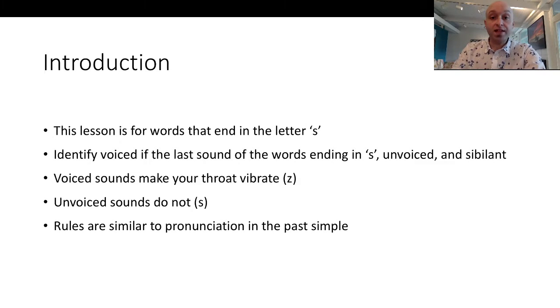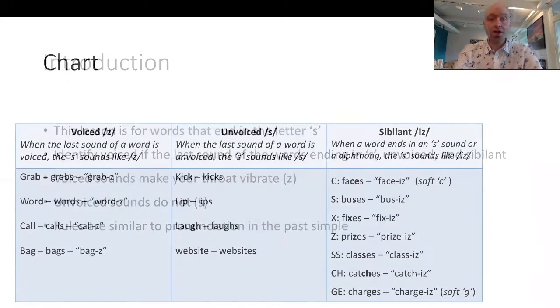The first thing that someone has to do to determine the last sound that the S will have at the end of a word is figure out whether the last sound of that word is voiced, unvoiced, or sibilant. Remember that voiced sounds make your throat vibrate, like the letter Z. Unvoiced sounds do not make your throat vibrate, like the letter S. And the rules are fairly similar to the rules of pronunciation in the past simple.